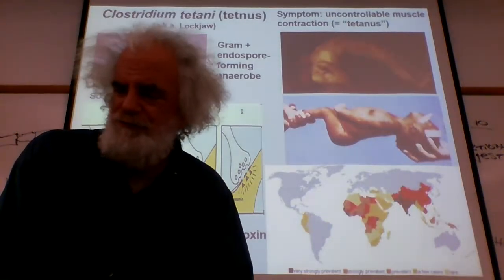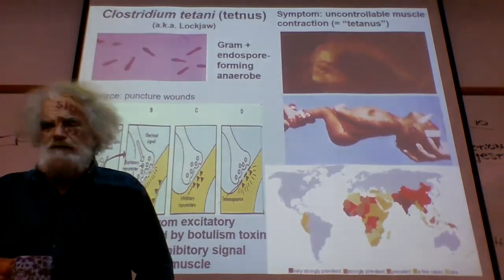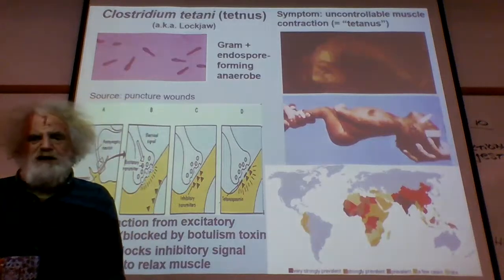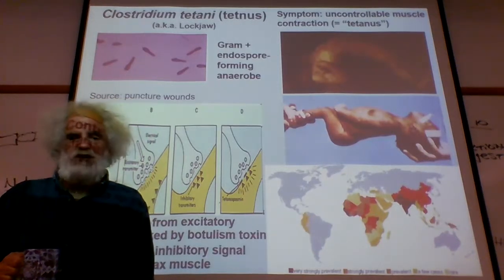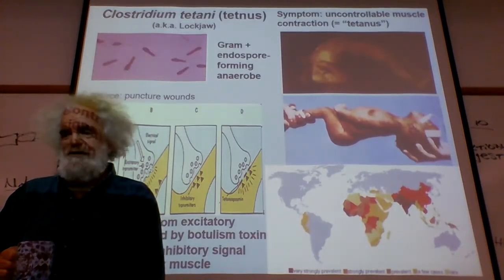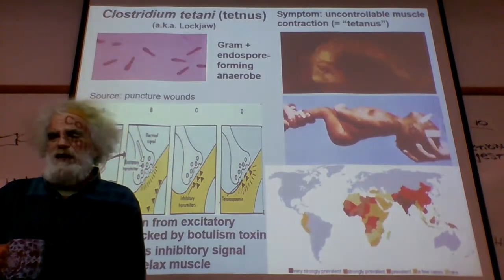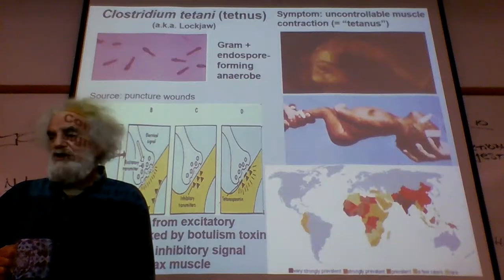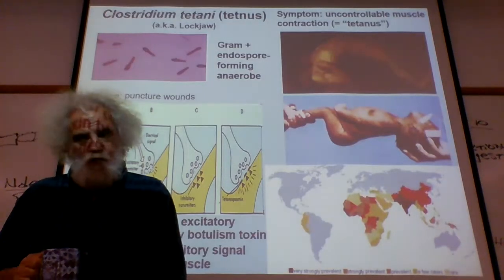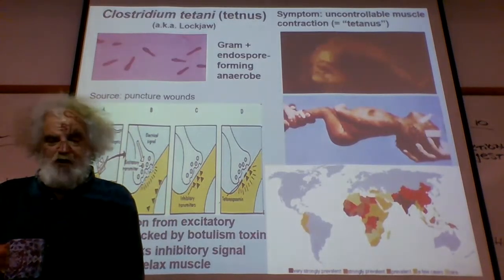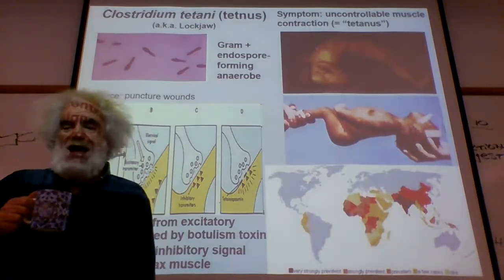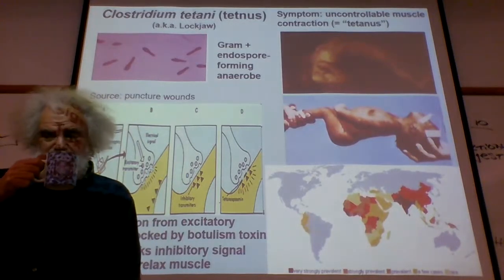Another bacterium that we have to be thoughtful about is the bacteria that causes tetanus. This is a Clostridium bacteria, Clostridium tetani. It's gram-positive, endospore-forming. It is an anaerobe. Now that means that it's only going to be growing in areas in which you have minimal oxygen.